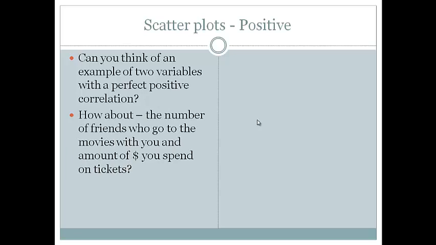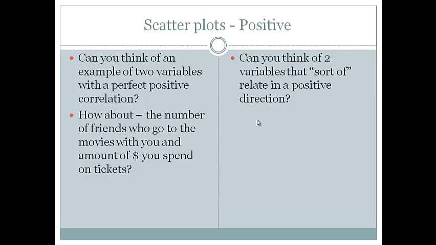Welcome back. How about the number of friends who go to the movies with you and the amount of money you spend on tickets? That might be a perfect correlation. For every person that goes, the cost would go up maybe exactly $8. That might be a perfect correlation. But in reality, we don't see a lot of perfect correlations in real life.